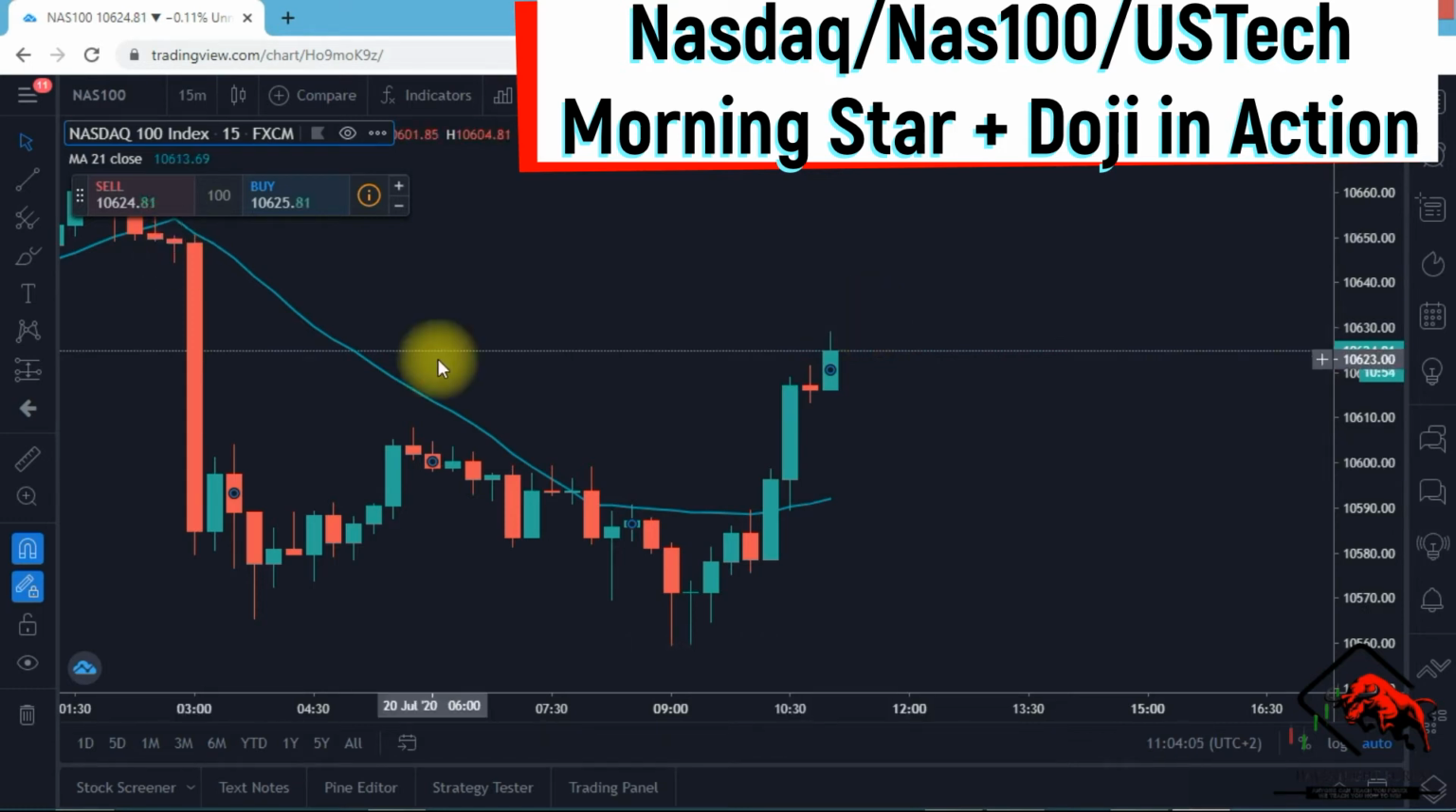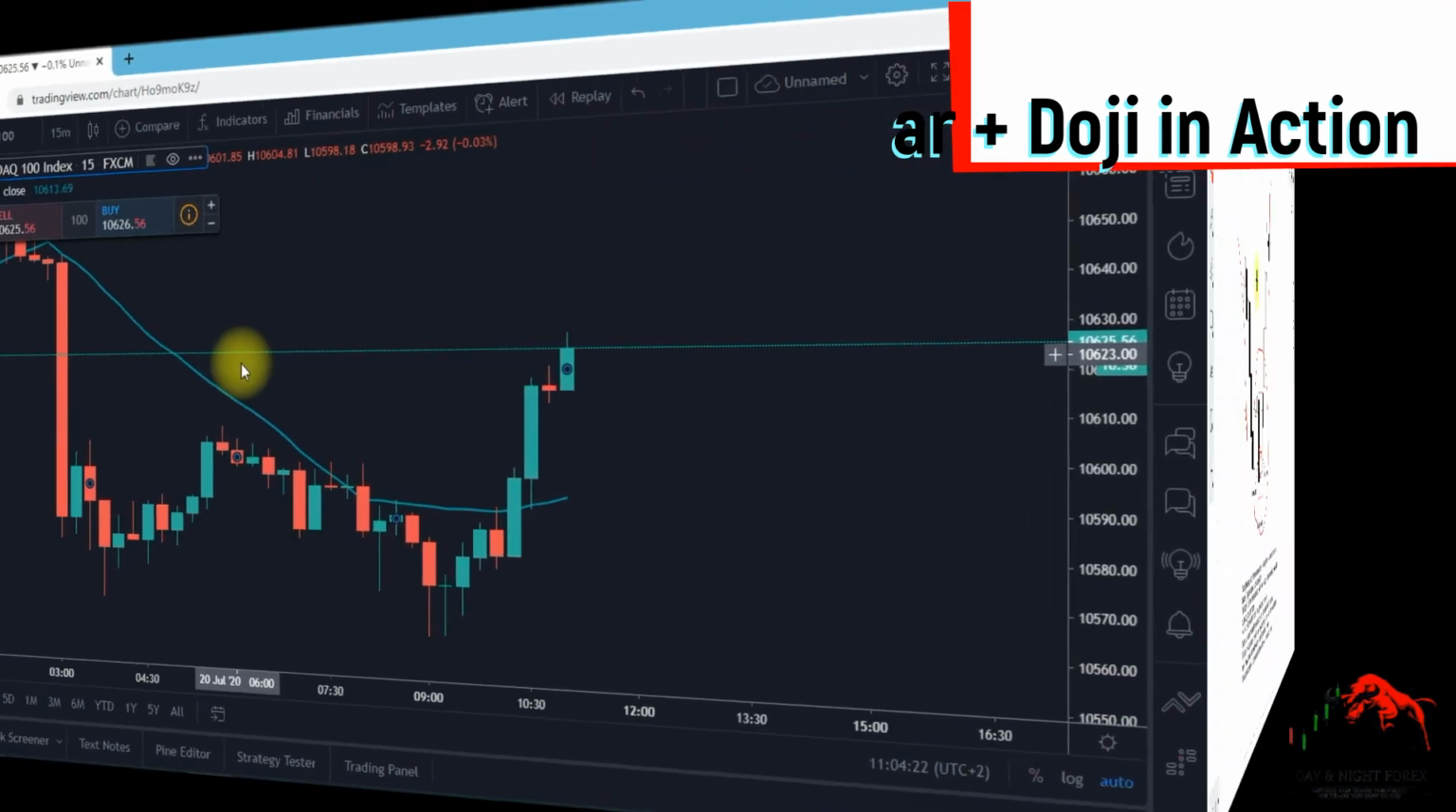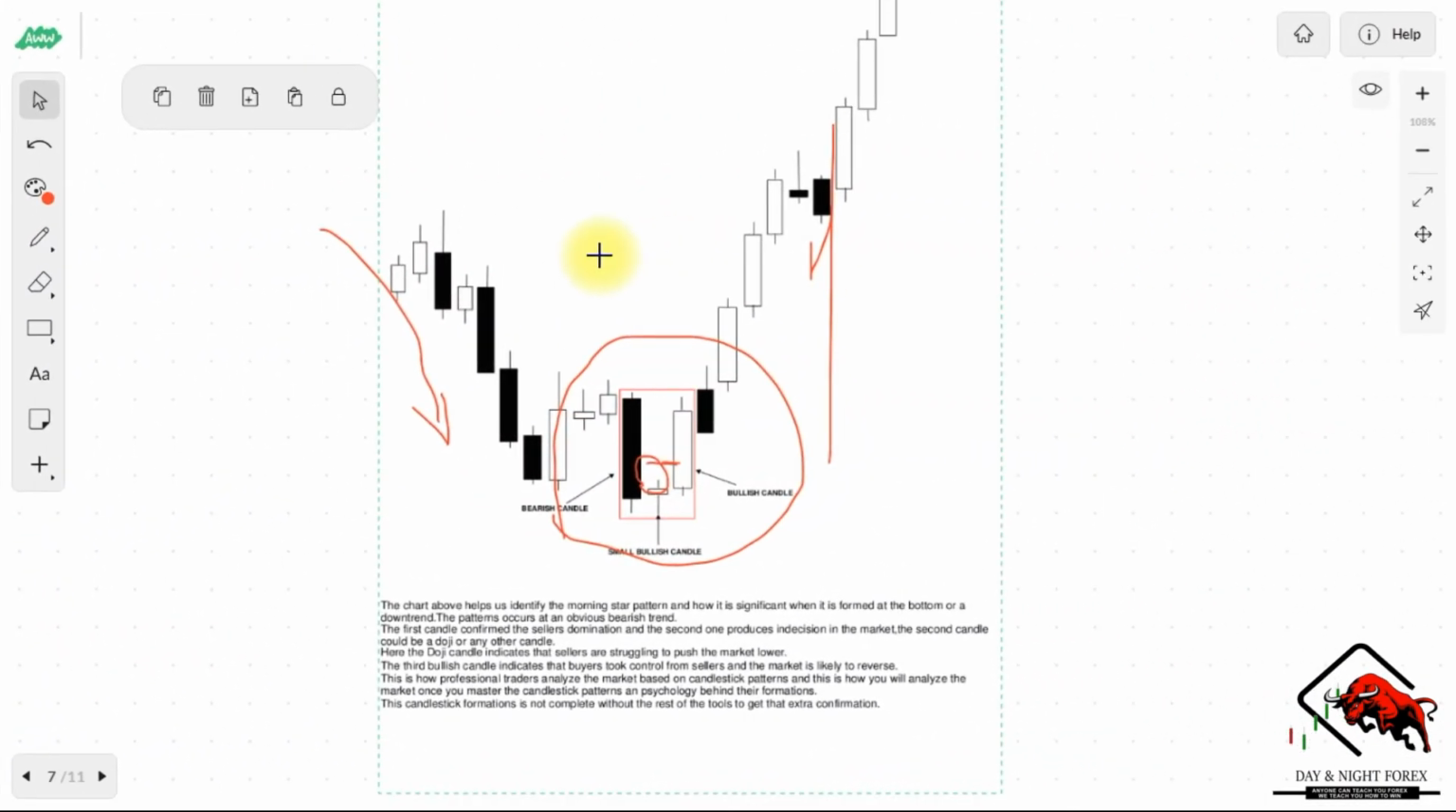But basically this is just a live demonstration of dojis in the market, as well as the morning and evening stars. So try to understand the psychology behind these candlesticks. Why are they forming in the market? This is basically how professional traders analyze the market based on candlestick patterns, and this is how you will also be analyzing the market once you master the candlestick patterns and the psychology behind the formation. You're just understanding why exactly this is happening. This candlestick formation is not complete without the rest of the tools to get the extra. So remember to always have more than one confirmation before entering a trade.